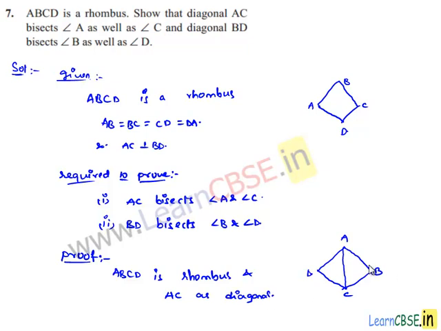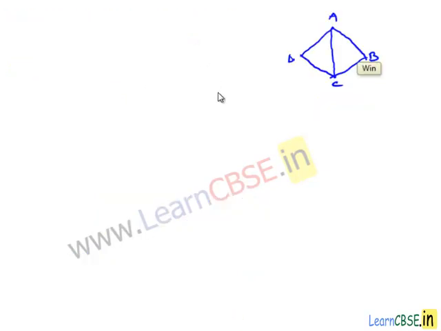Now here if we observe, the rhombus is clearly divided into two triangles, that is triangle ADC and triangle ABC. Here in both these triangles, DA is equal to AB, as all sides in the rhombus are equal, and DC or CD can be equated to BC, and here AC is a common side for both the triangles.